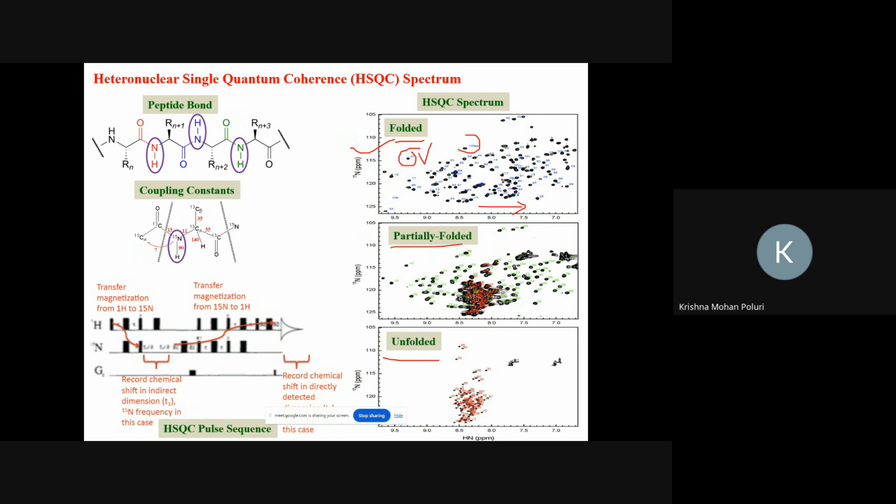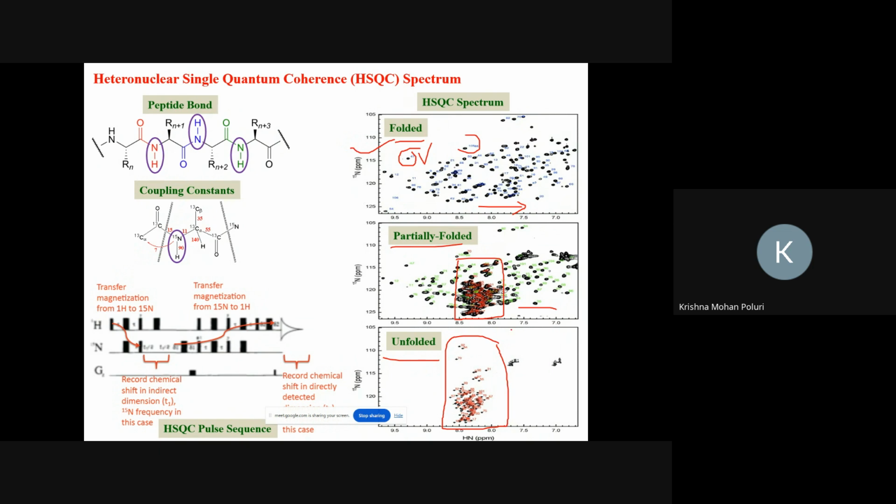Whereas in a partially folded protein, the portion which is unfolded will be clumping, and the remaining portion will be nicely dispersed. Whereas if it is completely unfolded, everything will be clumping. So you can do a simple NMR experiment and tell whether you have a folded, partially folded or completely unfolded structure.